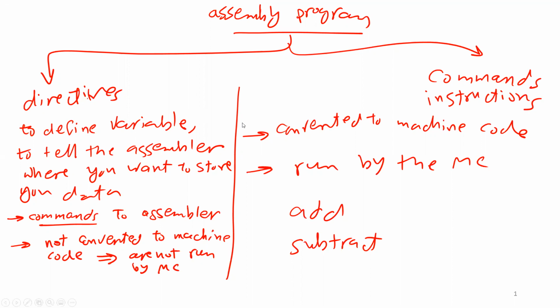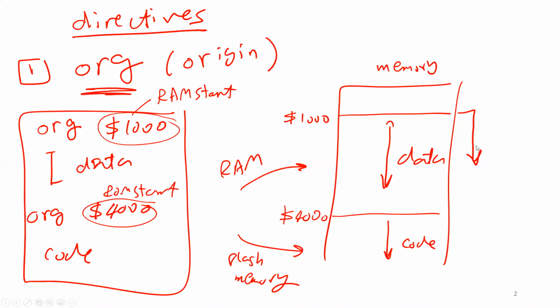Okay. So now, let's start with directives. The first directive I'm gonna teach is called org, O-R-G, or origin, okay? This directive is used to tell the assembler where in memory you wanna store your program, where in memory you wanna store your data.